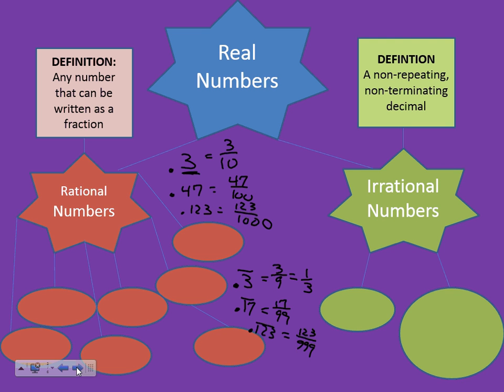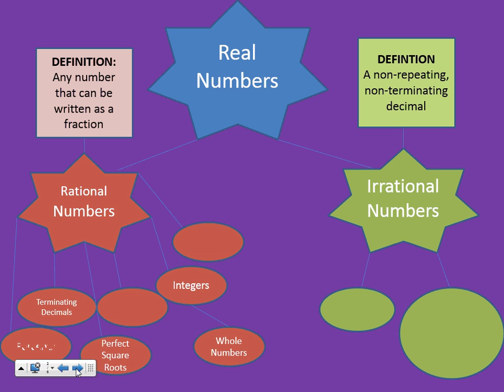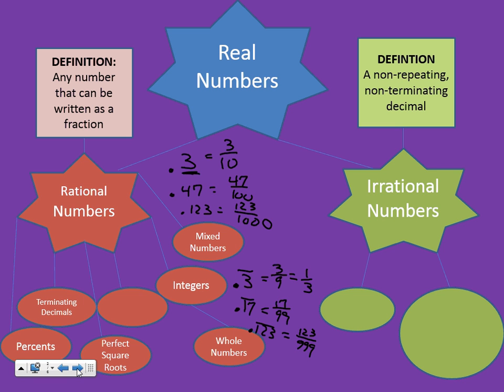Okay? So we got terminating decimals. So here you go. We got integers. We talked about those. We've got perfect square roots. We'll get to those in a minute. We got terminating decimals. We got whole numbers. We got percentages. 30% is 30 out of 100. We got mixed numbers. We got repeating decimals. Are there probably more? Probably, but these hit most of them.